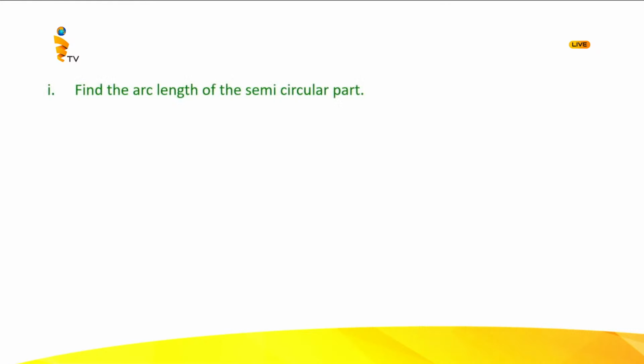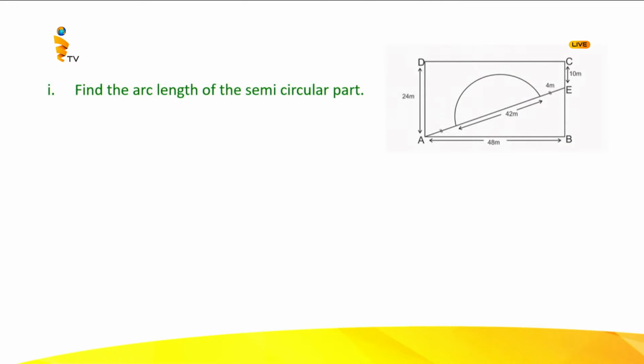The first question is, find the arc length of the semicircular part. Now in this figure, in the semicircle they have given the diameter as 42 meters. That means you can take the radius as 21 meters, and you know how to find the arc length of a semicircle. To find the arc length, you use the formula theta over 360 times 2 pi r. Here, since it is a semicircle, the value of theta will be equal to 180 degrees.